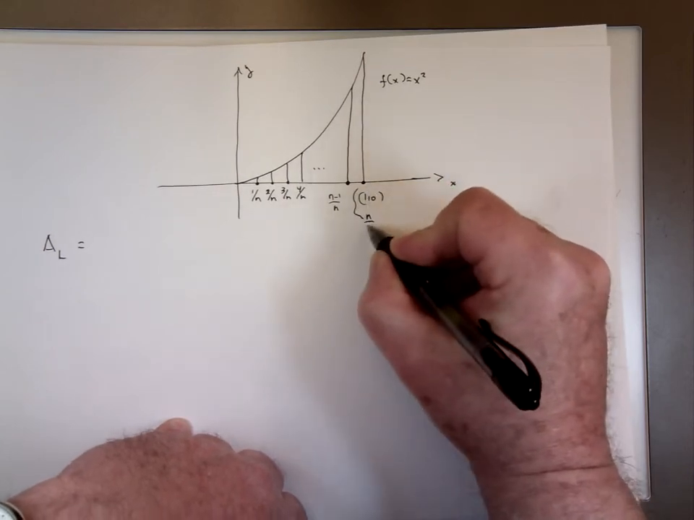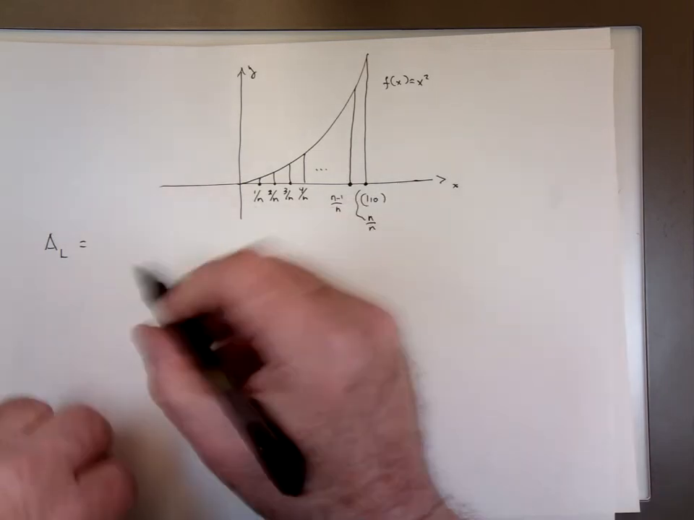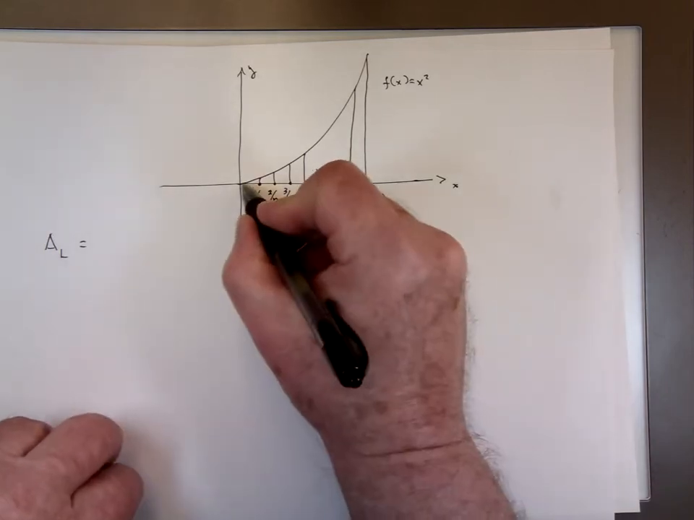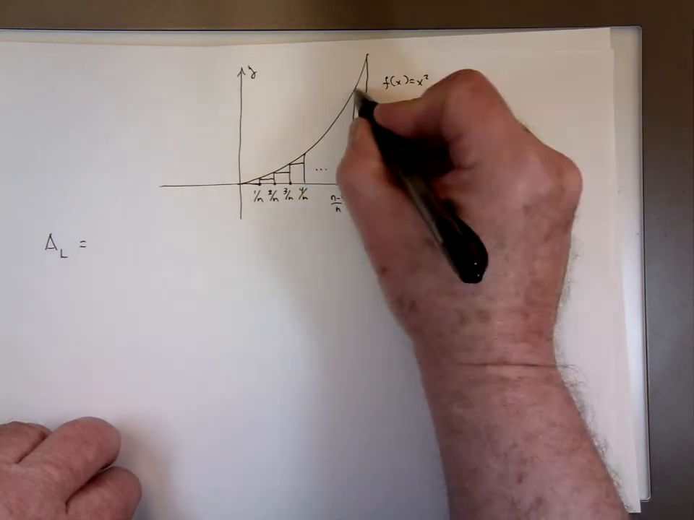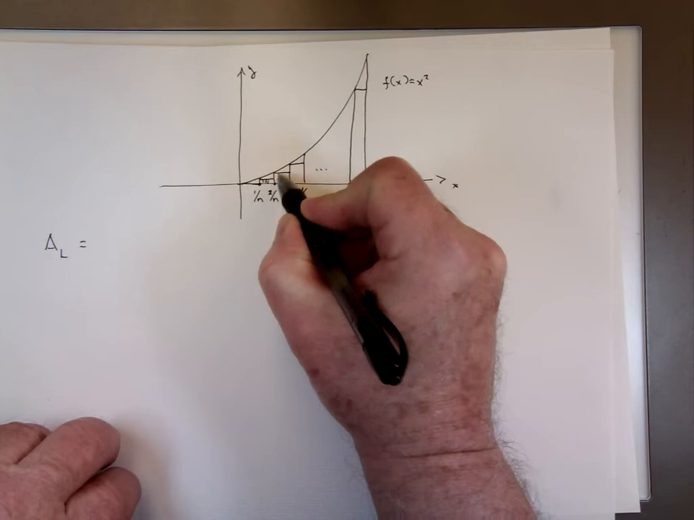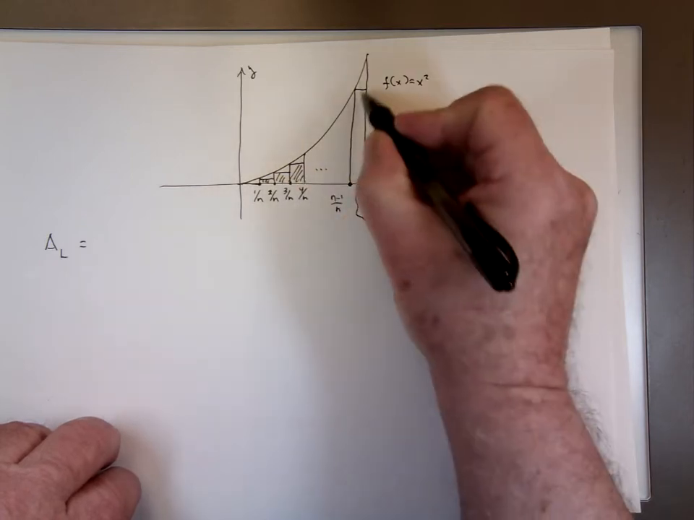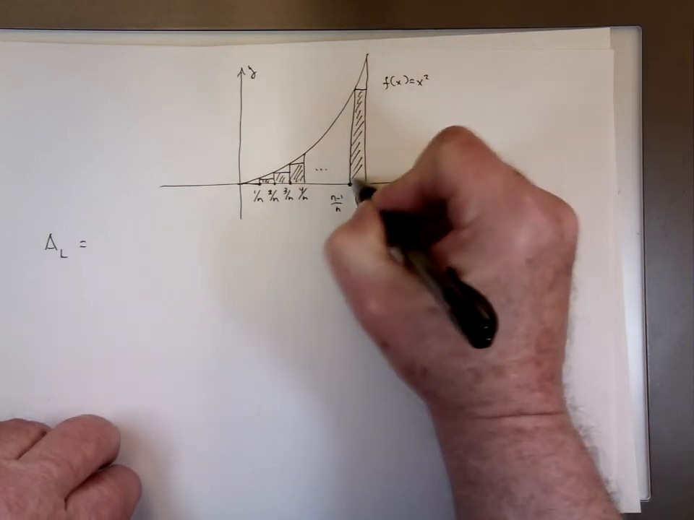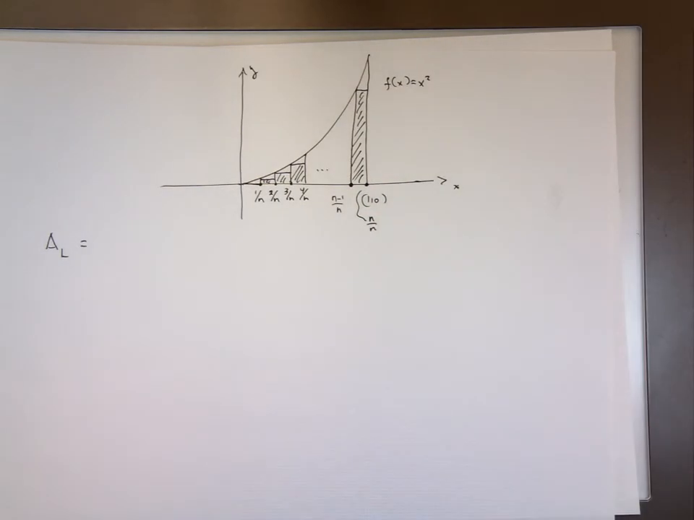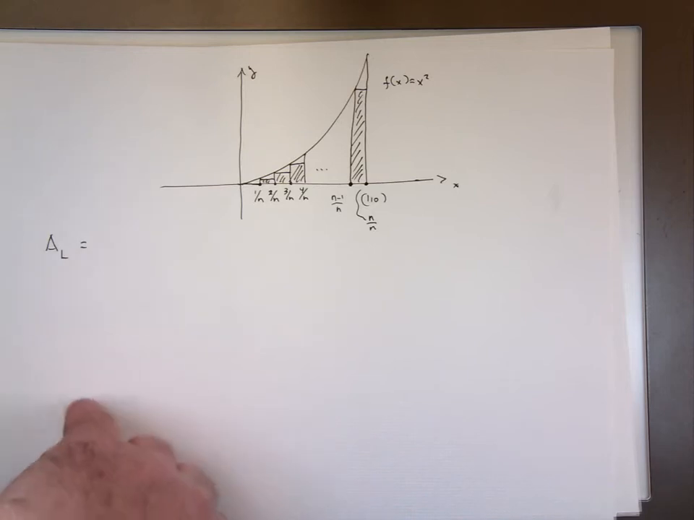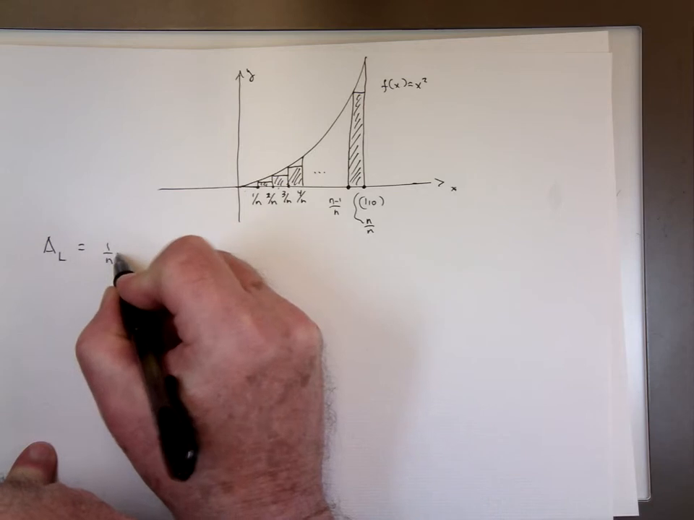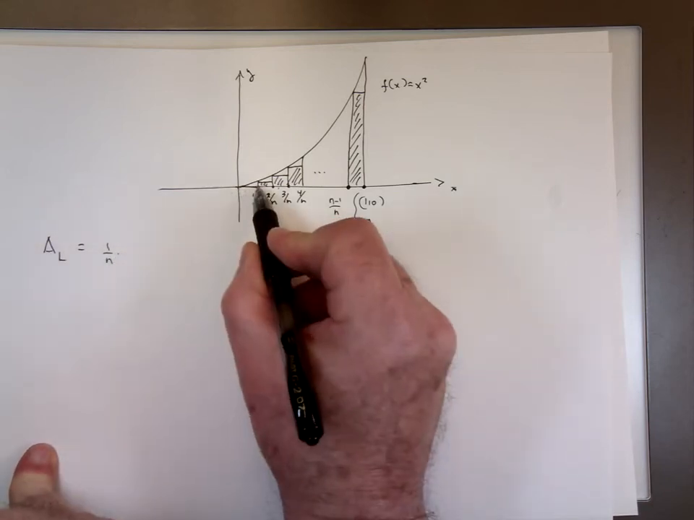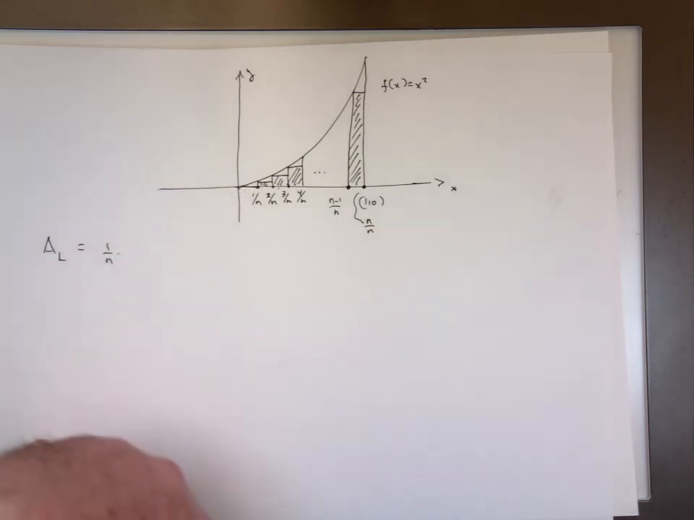Okay, I'm going to take left rectangles first. So that's this guy, this guy, this guy, this guy, and then finally this guy here. All right. So, in terms of left endpoints, that area is equal to... Now, the width of each one of these is 1 over n, so it's 1 over n times. What's the height of the first left endpoint rectangle? f of 0.